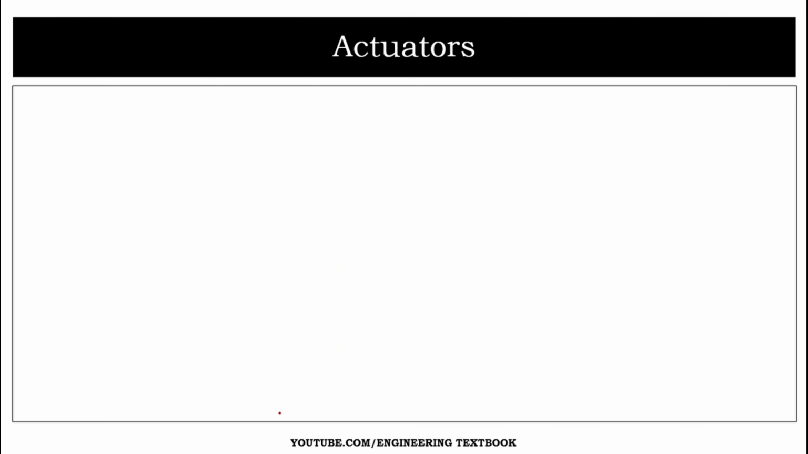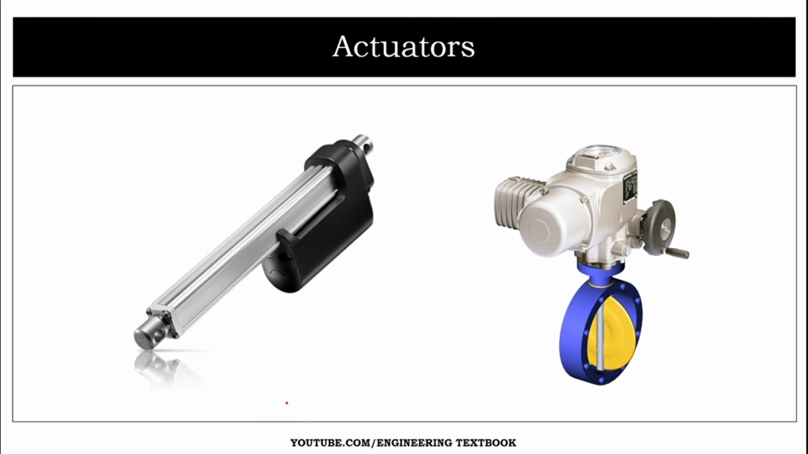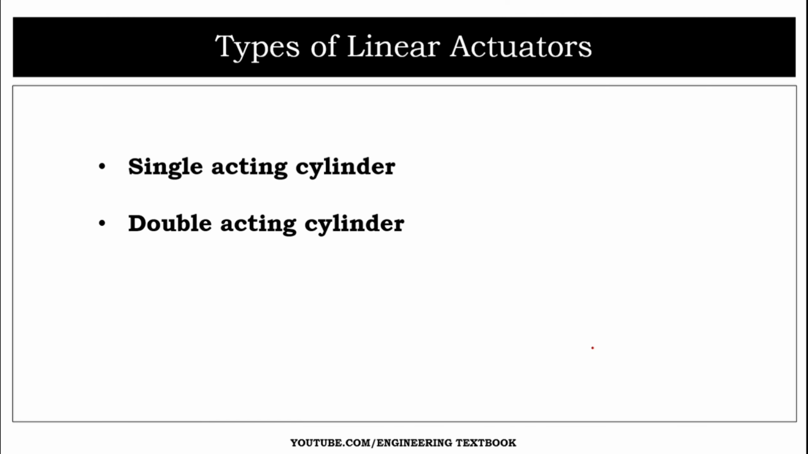So, there are two types of actuators, linear actuator and rotary actuator. Linear actuator can move something in a straight line, also referred to as linear. And rotary actuator can make something move in circular motion, also referred to as rotary. So let's see types of linear actuators. There are two types. First is single acting cylinder and second is double acting cylinder. These are the types of linear actuator.